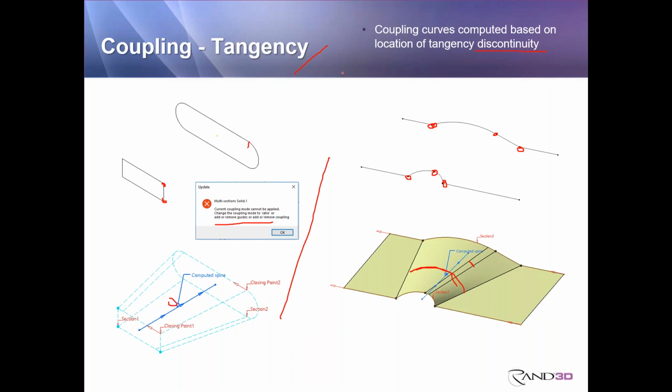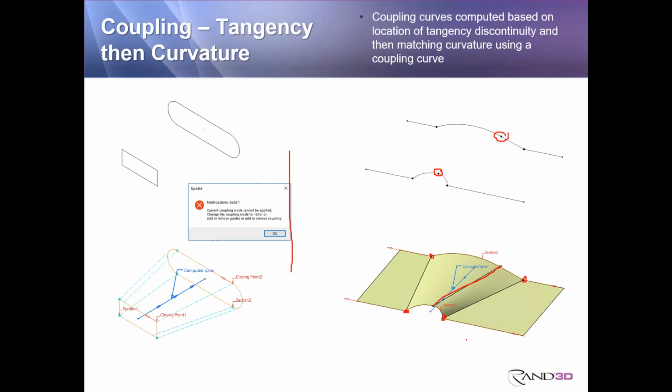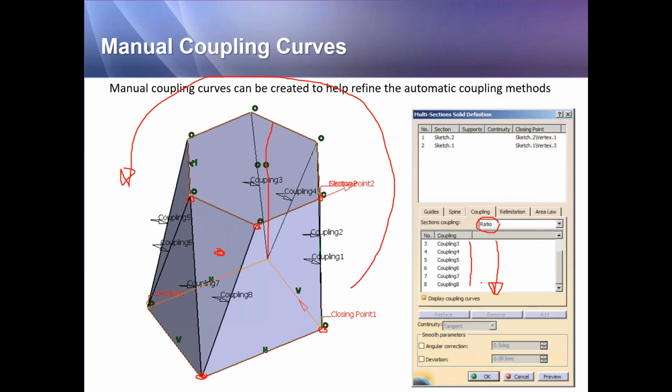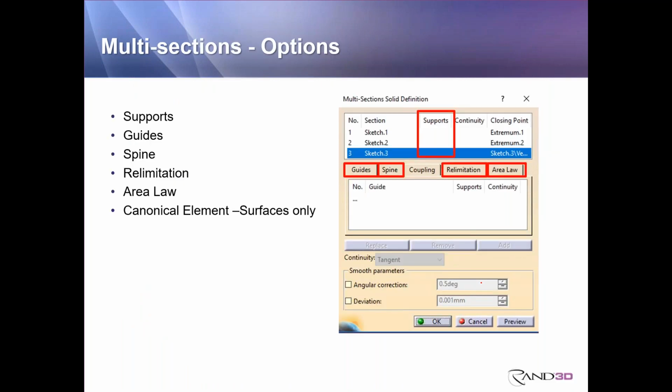So again, I could actually come back here with this option, and by adding a coupling curve from this point right here to this point over here, I could then switch it to get this result right here. So you can add these coupling curves basically to help refine the shape once you've got it started. That's one of the trickiest parts about making a multi-section. And then also the other options now.